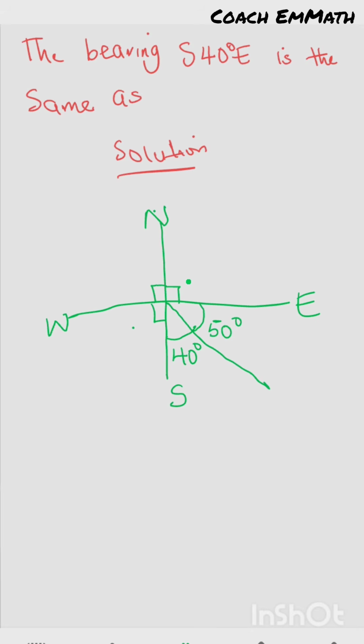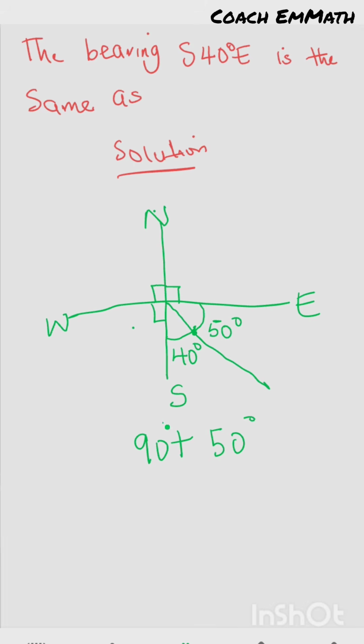Now, how do I find this in three-figure bearing? Remember, we are in compass bearing right now, and we have to transform it to three-figure bearing. In three-figure bearing, we start from the north. That's one thing to take note of. We start from the north down to where the line is. So if from the north to the east is 90, and then from the east down to where this line is, we calculated it to be 50 degrees.